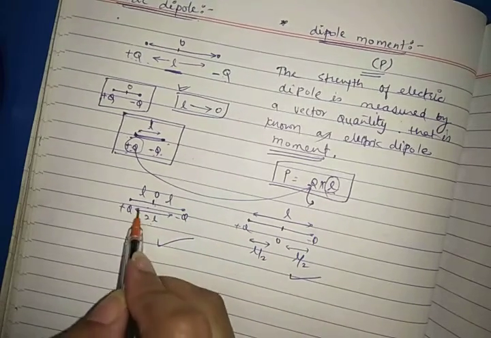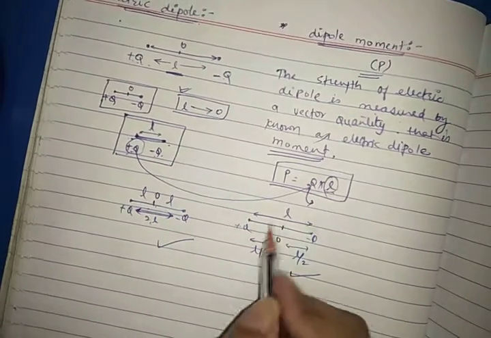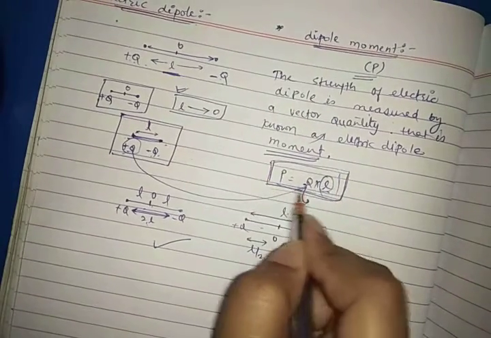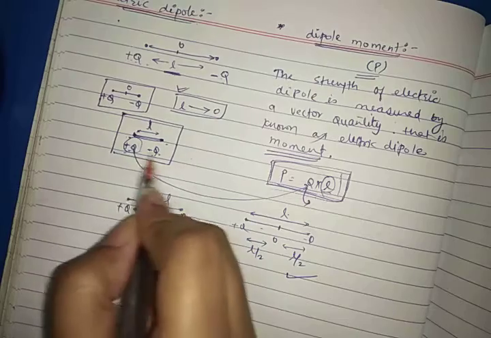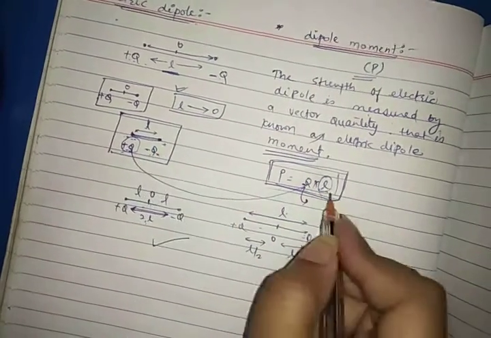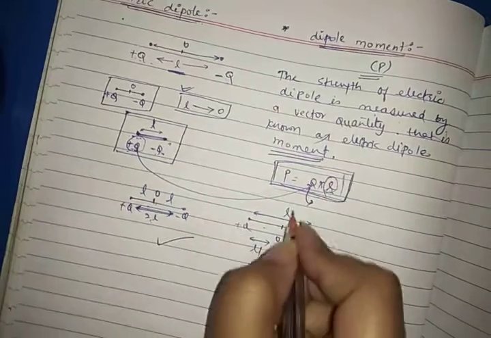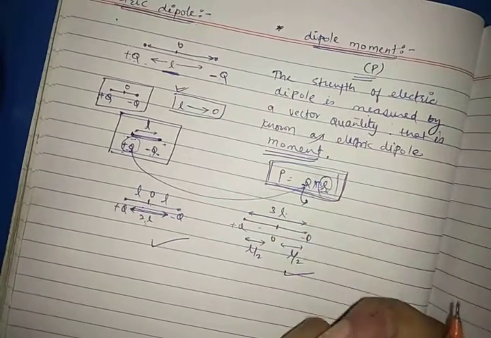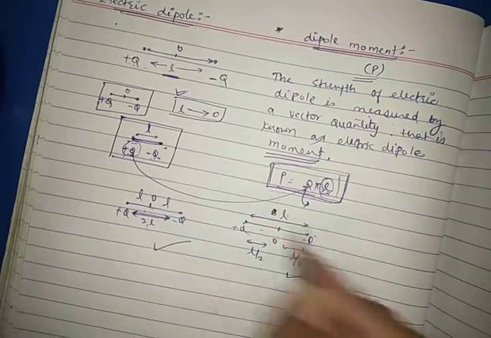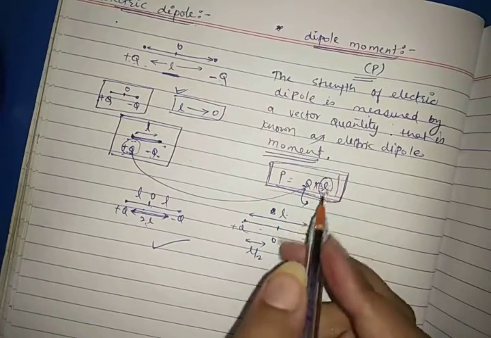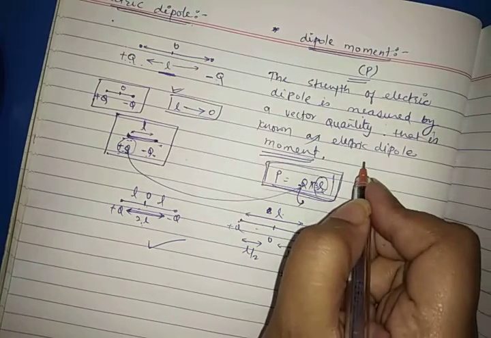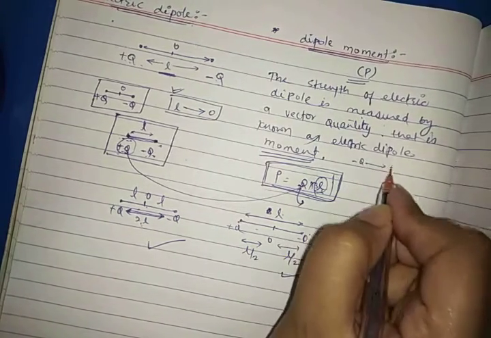The difference is that you have taken the length 2L here, you have taken the length L here, but the formula will remain the same. Dipole moment will be the magnitude of any one of the charges, that is Q only, into the length between these two charges, that is L. Either it is 3L, then you have to write 3L, right? So whatever the distance between these two charges will be. So dipole moment is a vector quantity, and its direction is always from negative charge to positive charge.